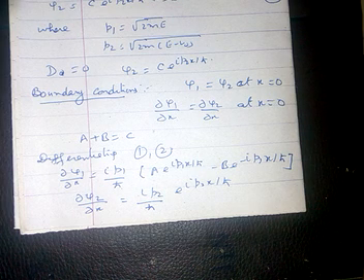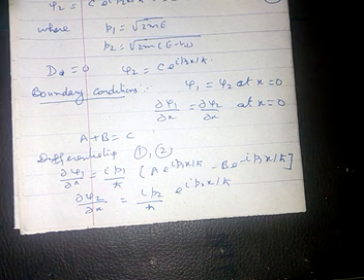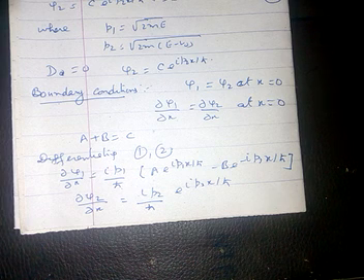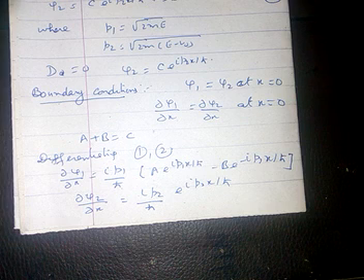Now in equation number 1, the first term represents the wave travelling along the positive x-axis in the first region, that is the incident wave, and the second term represents the wave travelling along the negative x-axis in the first region, that is the reflected wave.